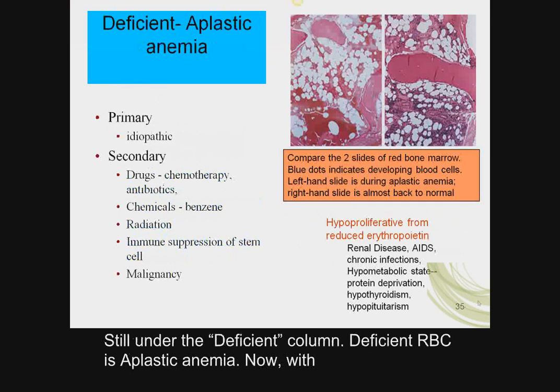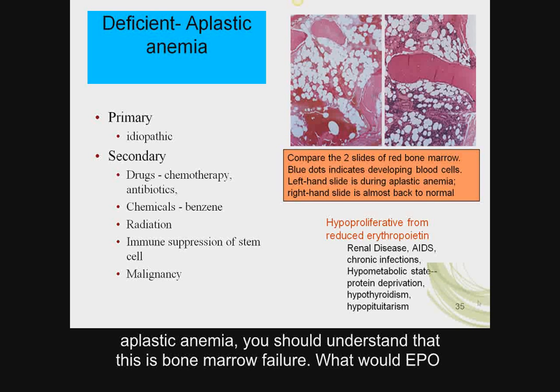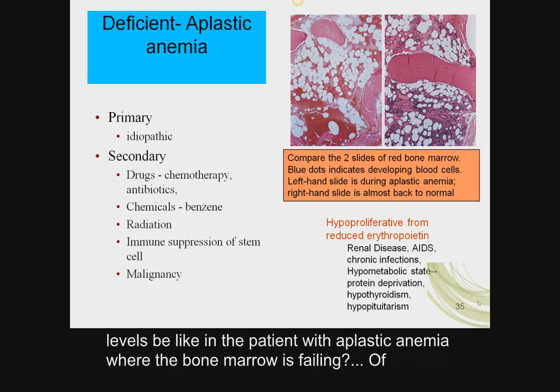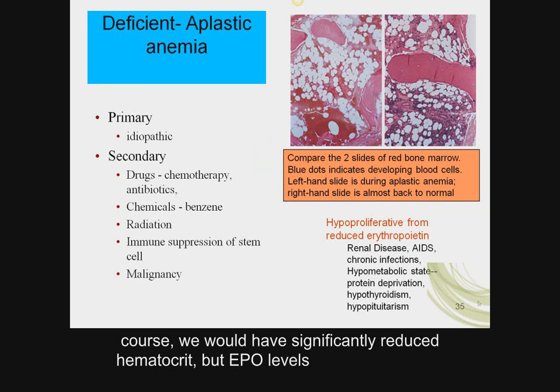Still under the deficient column, deficient red blood cell, another type of deficiency in red blood cells is aplastic anemia. Now with aplastic anemia, you should understand that this is bone marrow failure. What would EPO levels be like in a patient with aplastic anemia when the bone marrow is failing? Of course, we would have significantly reduced hematocrit, but EPO levels would be very, very high.